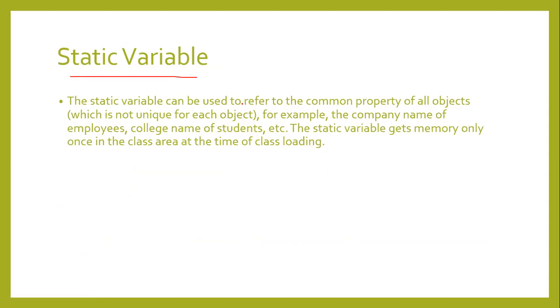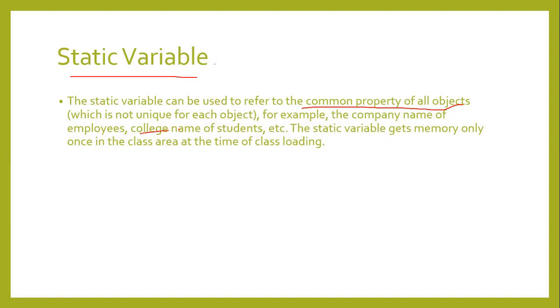The static variable can be used to refer to a common property of all objects, which is not unique for each object. For example, the company name of employees, college names of students, etc. The static variable gets memory only once in the class area at the time of class loading. You can make a variable static if that variable is not unique for each object. Rather, it is a common property.